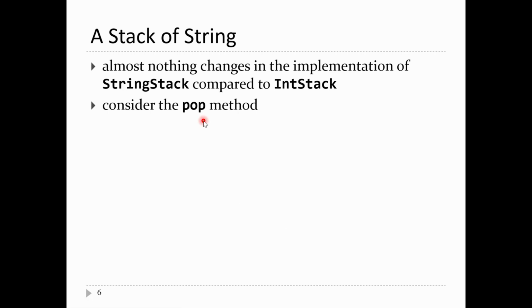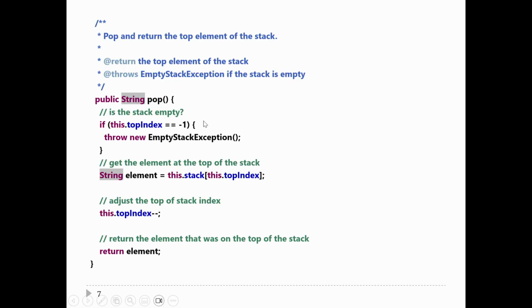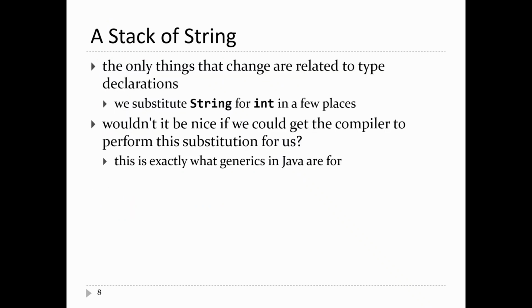If we go and look at the pop method, the things shown in gray, those are the only things that change compared to our int stack implementation. Right, so for a stack of string, pop now returns a string. When you go and get the element from the array in the stack, it's now a string instead of an int. Everything's the same. So it'd be nice if we didn't have to do this. So make a brand new class, manually make a brand new class, change a few things, including the name of the class, which is awkward. It would be nice if we can get the compiler to do this for us.